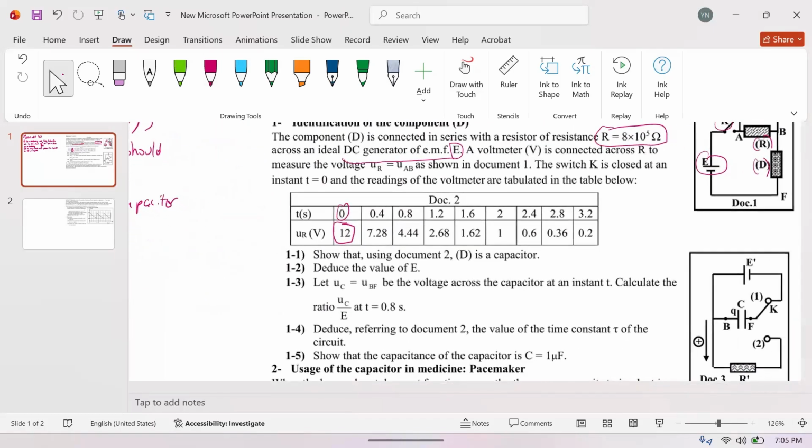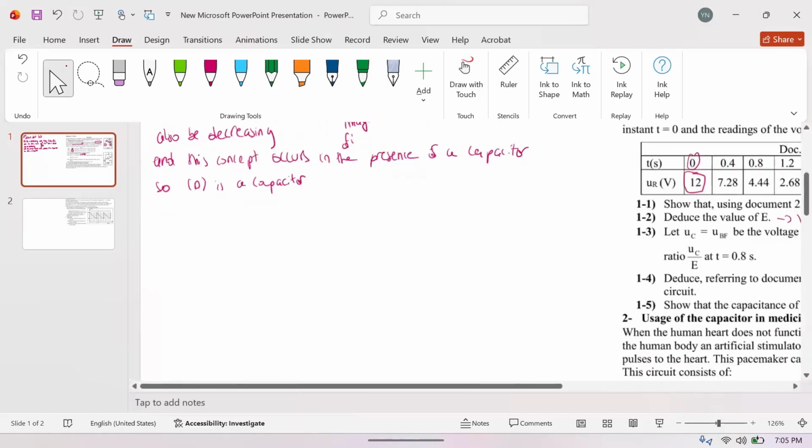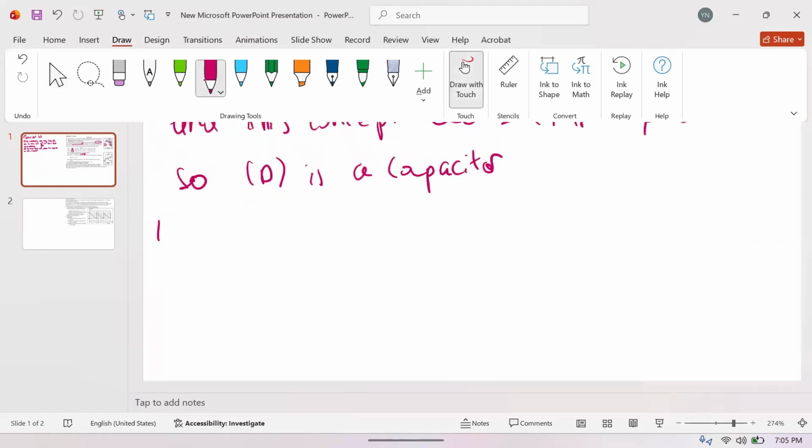Now, in 1.2, deduce the value of E. They're talking here about the voltage. Everything that concerns the voltage, let me restate that simply. They want E, and E is the voltage. And in the table, you also have the voltage of R. Indirectly, they're telling you, find E using everything concerning the voltage that you know in the exercise. So using the law of addition of voltages would be a good choice here.